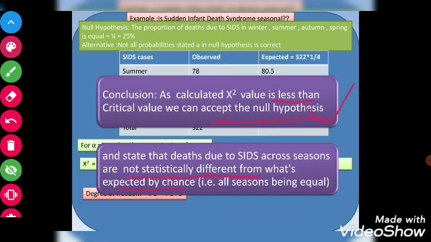So if there is any difference, that is only because of chance. There is no actual difference. That means all the seasons are equal with respect to the incidence of that particular disease.